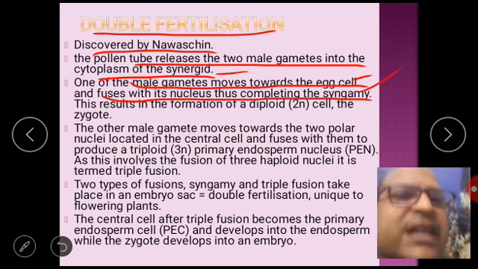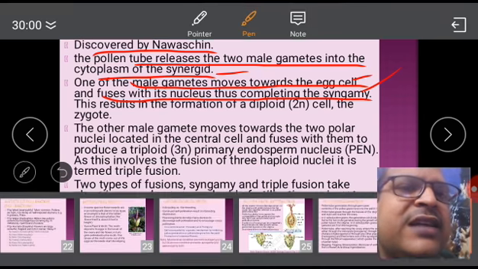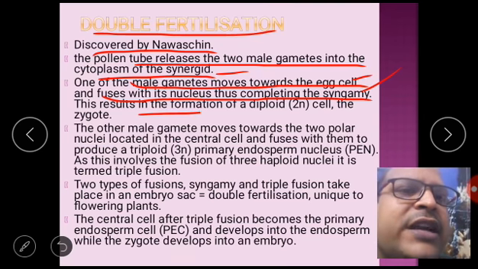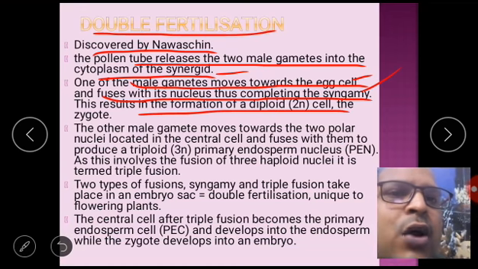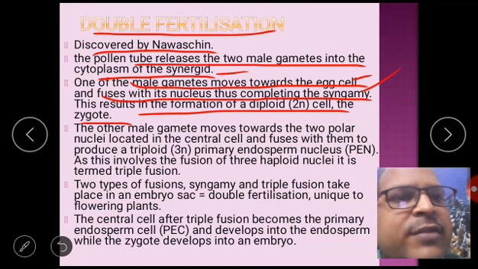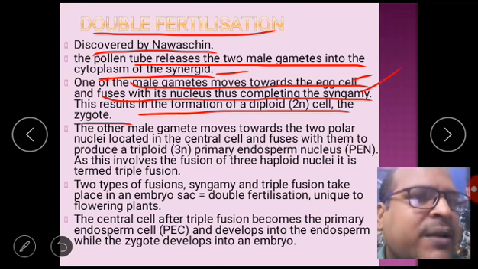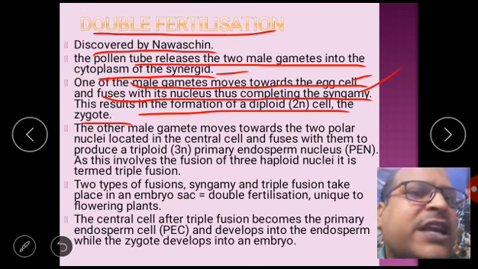Okay. And here, what will be produced? This results in the formation of a diploid or 2n zygote. Zygote will be produced. Zygote will be a diploid cell. Okay. Why is it diploid? Because one male gamete and one egg cell meet, so it is diploid.